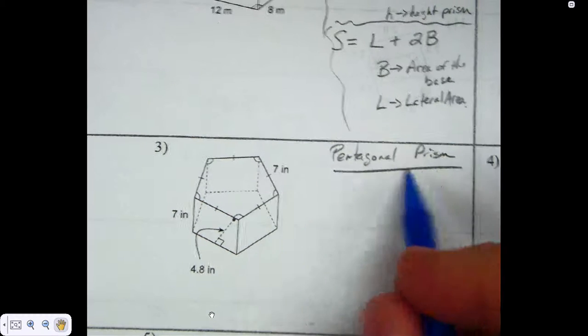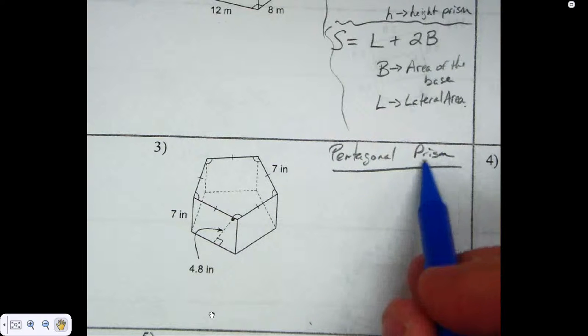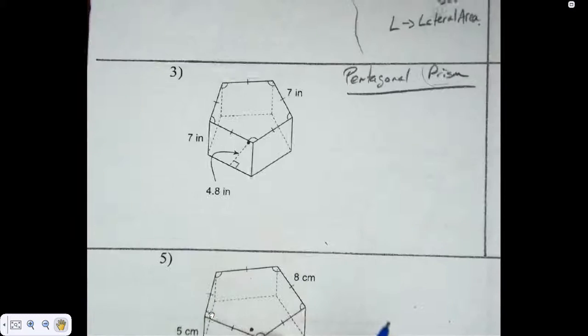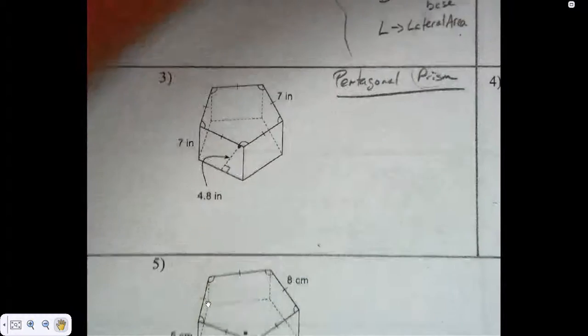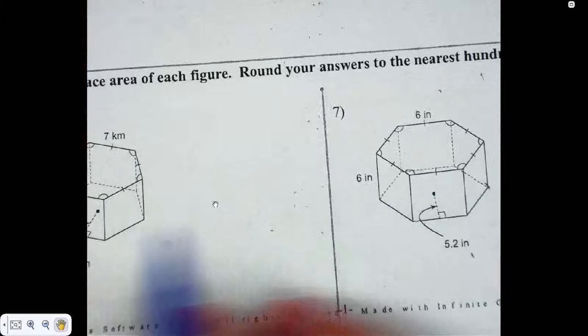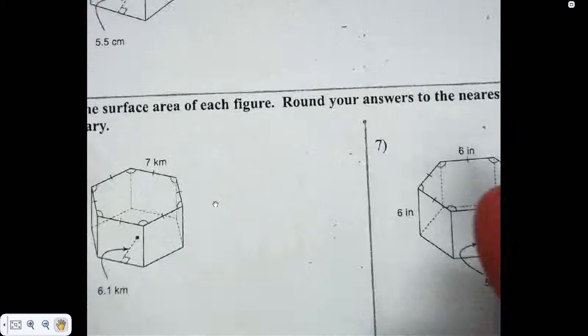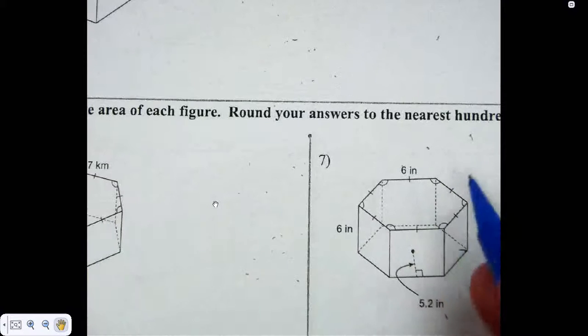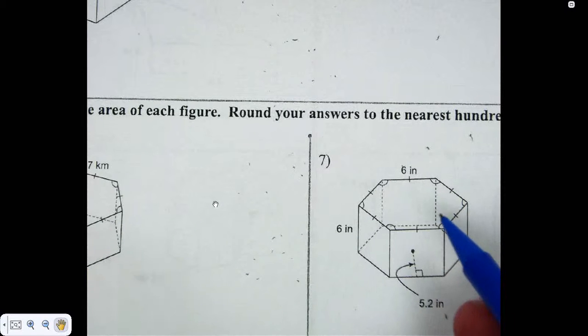This is a pentagonal prism. Does the formula change? No. This is a rectangular prism. This one down here, pentagonal prism. So, hopefully we're starting to get the idea. Here we got more prisms. This is a hexagonal prism. This is a hexagonal prism. Excuse me. I apologize for that.